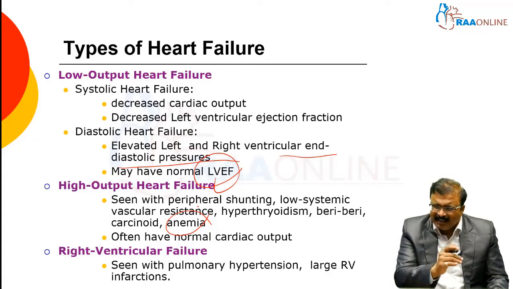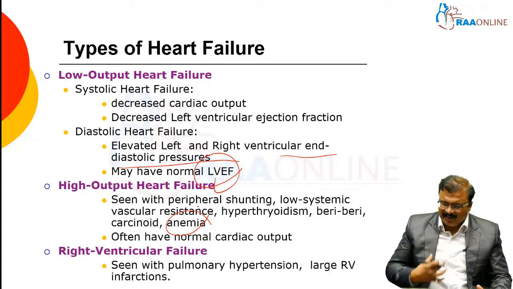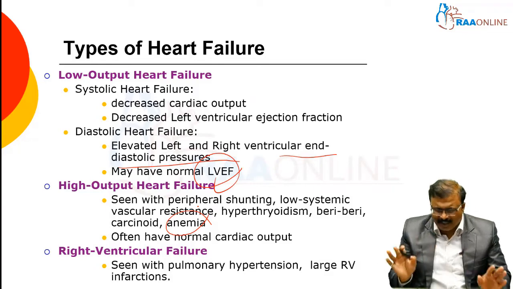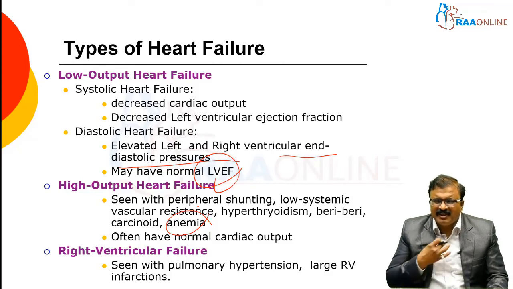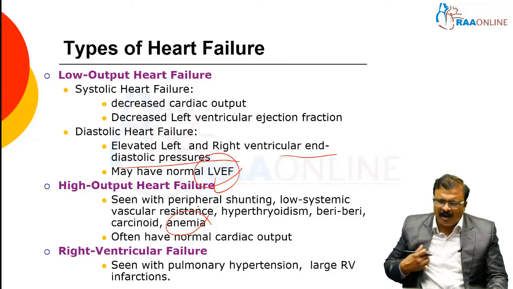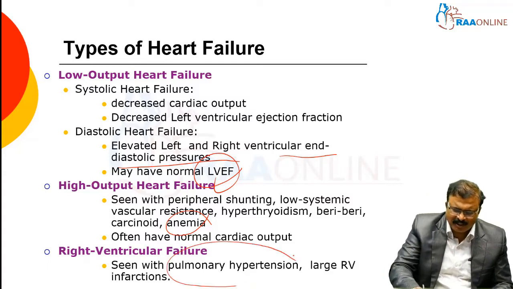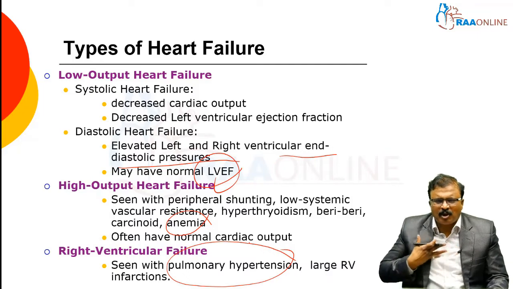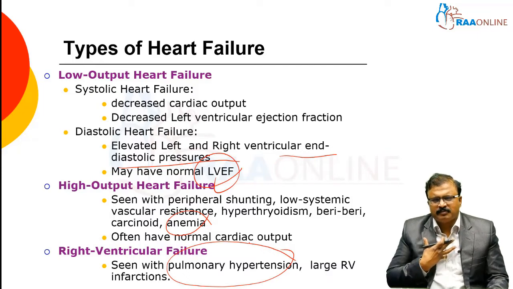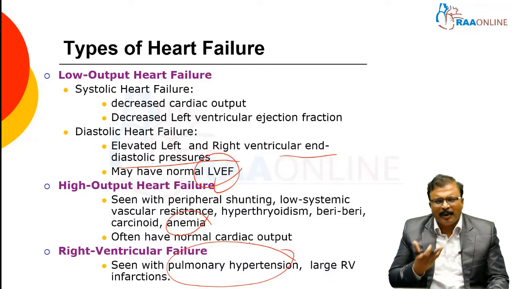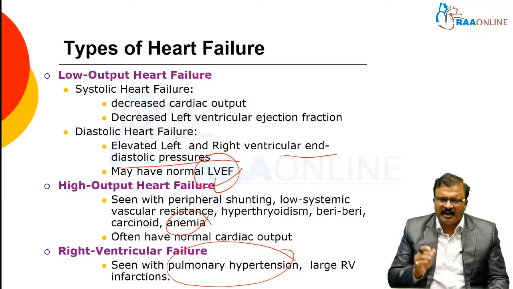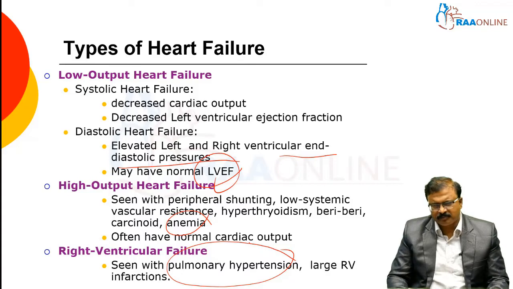Right ventricular failure: isolated right ventricular failure is not a common condition. It is seen with isolated pulmonary hypertension or large RV infarctions. Isolated pulmonary hypertension can occur with pulmonary thromboembolism, chronic pulmonary thromboembolism producing pulmonary hypertension and right ventricular failure.